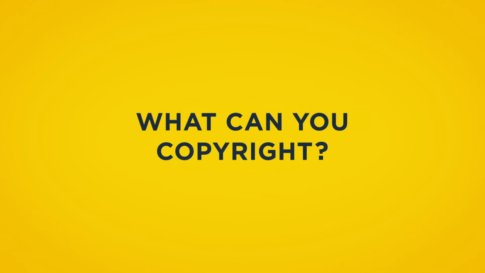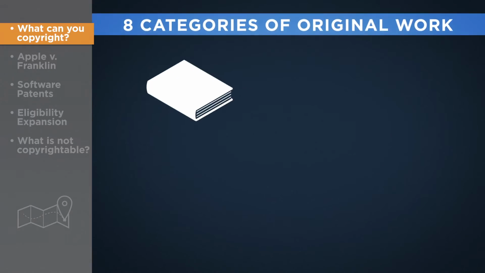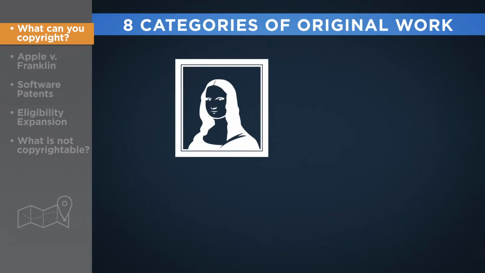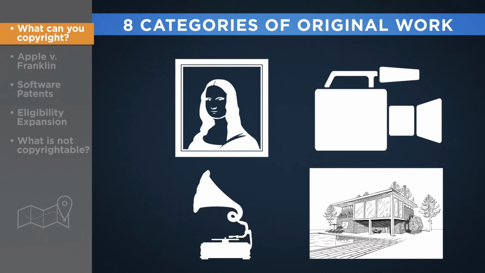What can you copyright? Title 17 of the United States Code, Section 102, lists 8 categories of original works that are eligible for copyright. 1. Literary works. 2. Musical works, including any accompanying words. 3. Dramatic works, including any accompanying music. 4. Pantomimes and choreographic works. 5. Pictorial, graphic, and sculptural works. 6. Motion pictures and other audiovisual works. 7. Sound recordings. 8. Architectural works.